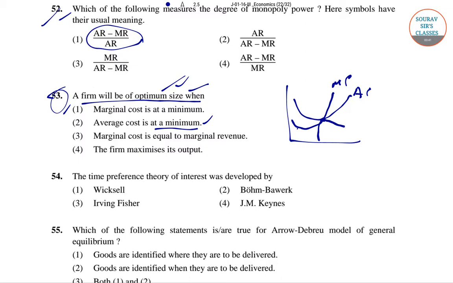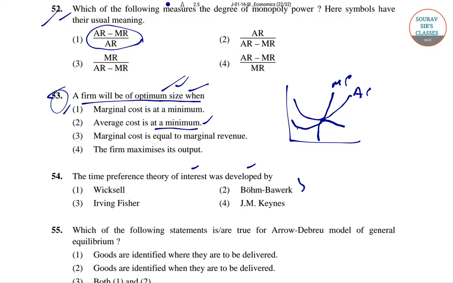In question number 54, it is given: the time preference theory of interest rate was developed by, and 4 options are given. So now we have to understand what the time preference theory of interest rate is. It is basically associated with Irving Fisher, who defined interest as an index of the community's preference for a dollar of present over a dollar of future income. That is called time preference. It is thus a preference for having a certain amount today rather than having it at a point of time in the future.